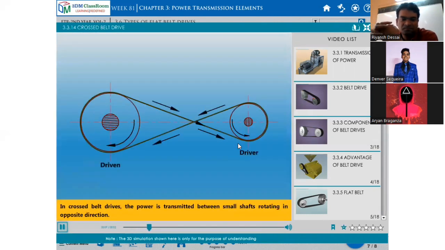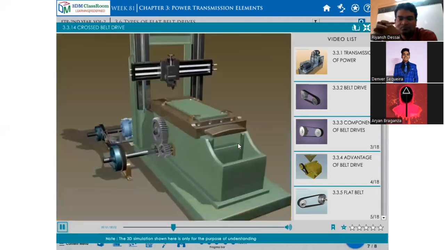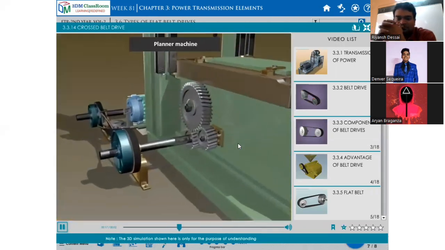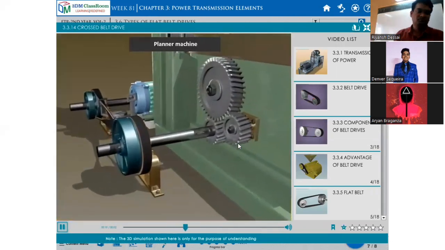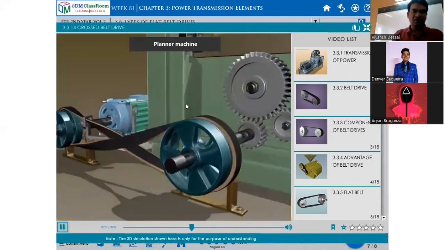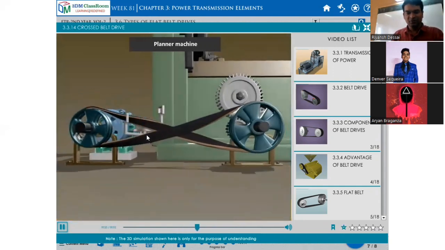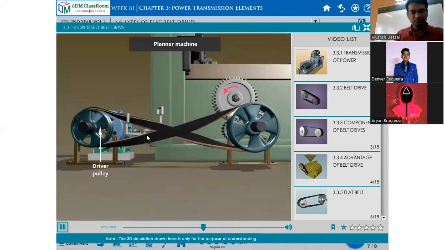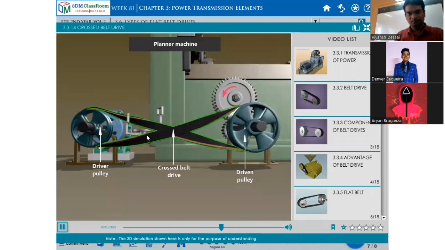In cross belt drives, the power is transmitted between shafts rotating in the opposite direction. Planer machine. See, belts are getting crossed like this. Driver pulley. Driven pulley. Cross belt drive.